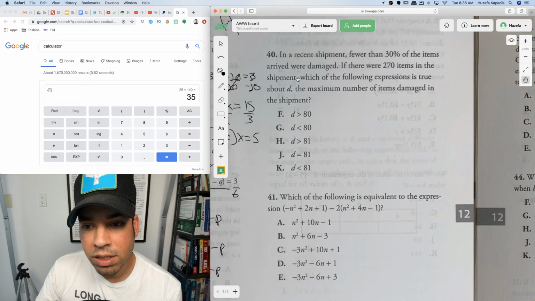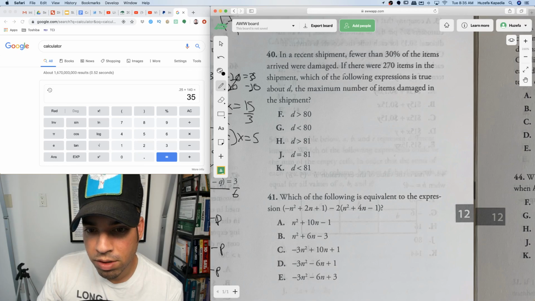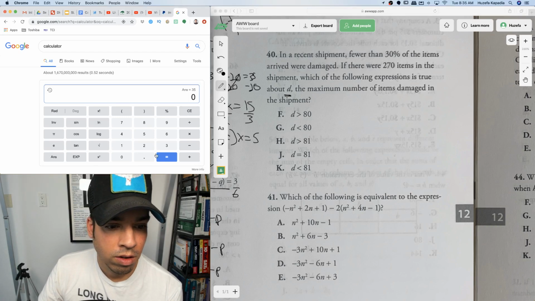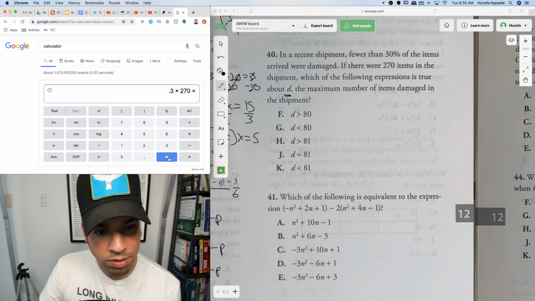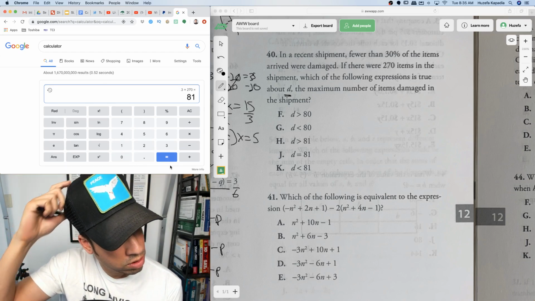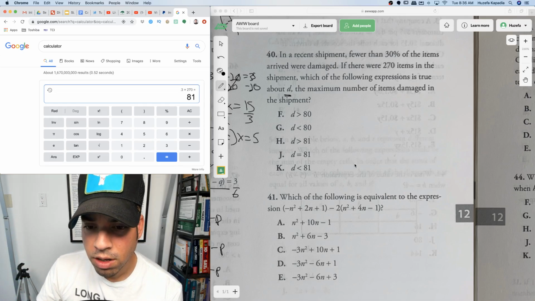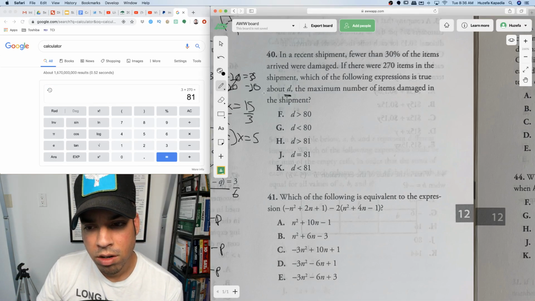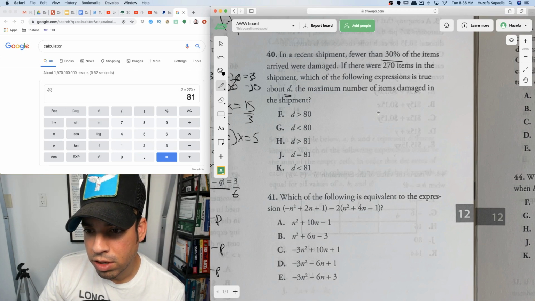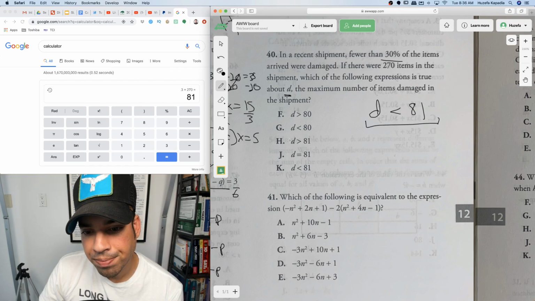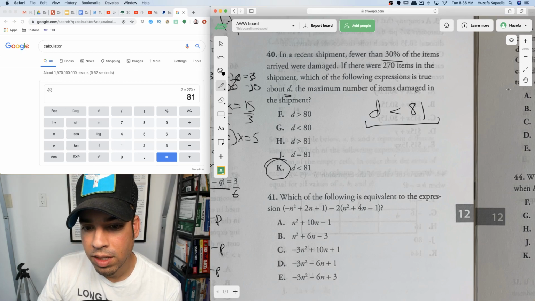In a recent shipment, fewer than 30% of the items that arrived were damaged. If there were 270 in the shipment, which of the following expressions is true about D, the maximum number of damaged items? So we do 0.3 times 270. These are kind of weird. I can't say that I've seen stuff so similar to these problems on the ACT practice problems, so that's okay. So again, it's 81. They said fewer than 30%. So I'm saying D is going to be less than 81, like this. That's it.